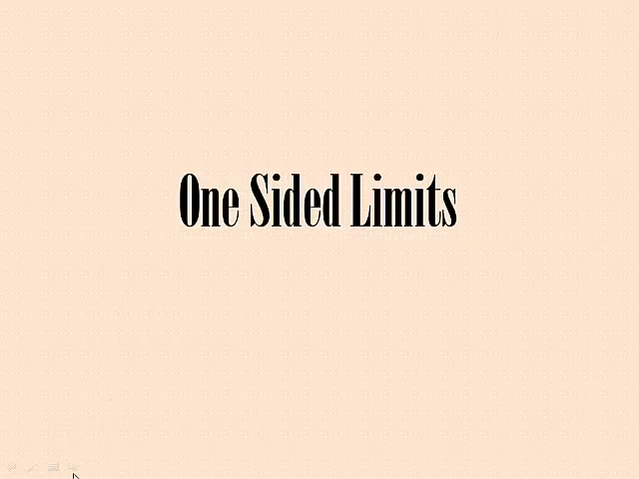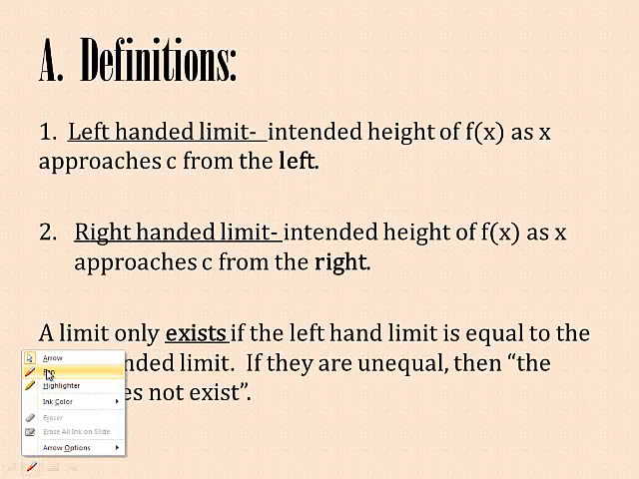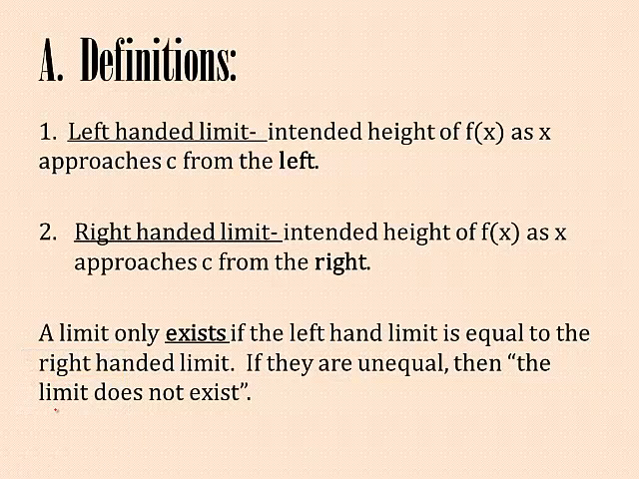Alright, this video is about what's called one-sided limits. What you need to understand is that there's a left-handed limit, which is the intended height of a function as x approaches from the left, so you're looking at it from the left. And then there's a right-handed limit. It's the intended height of the function, or the y value, as x approaches c, whatever the limit is, from the right.